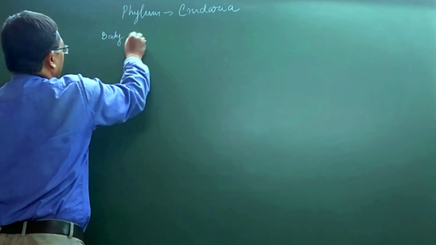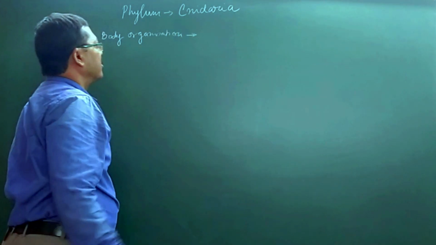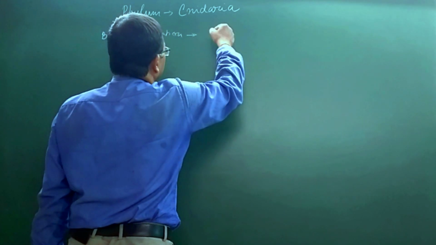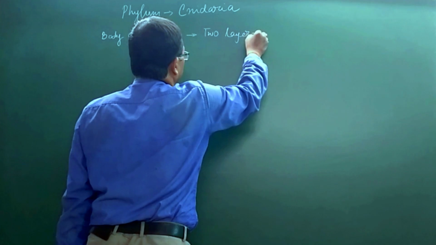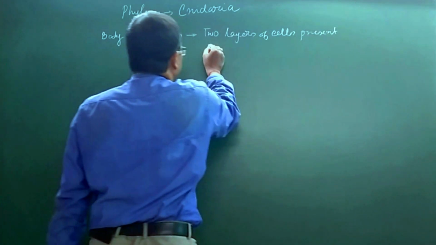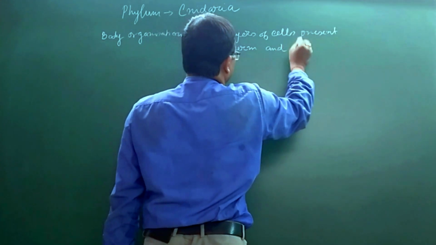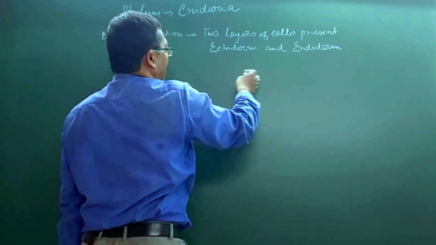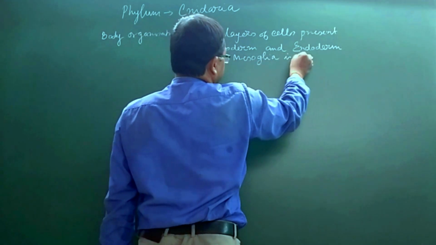Body organization. When we consider Cnidaria, their body consists of two layers of cells, multicellular. These are called ectoderm and endoderm. In between the ectoderm and endoderm, mesoglea is present.